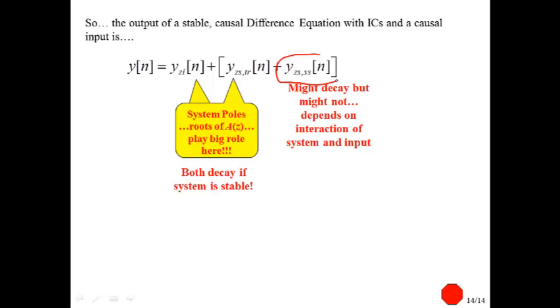Now this part is called the steady state part of the zero state response, and it depends on the interaction of the input with the system. And depending on that interaction, it might be persistent and just kind of hang around. Or it might also decay. It just depends on what the input does. Obviously, if the input itself kind of decays away, then the steady state part will also decay away.